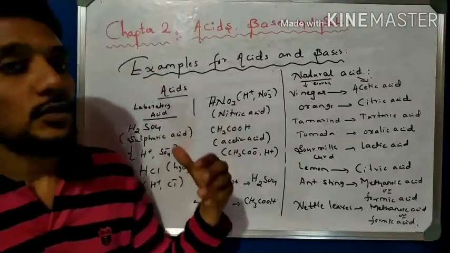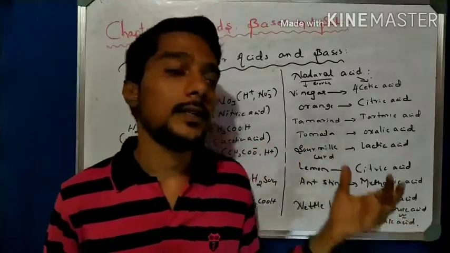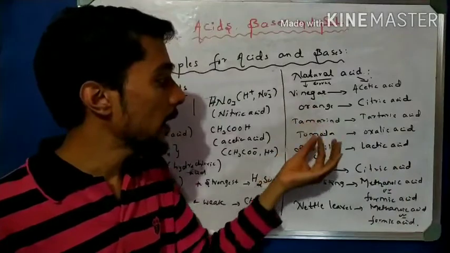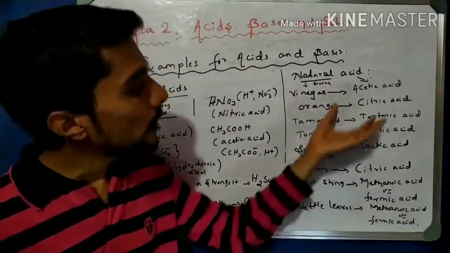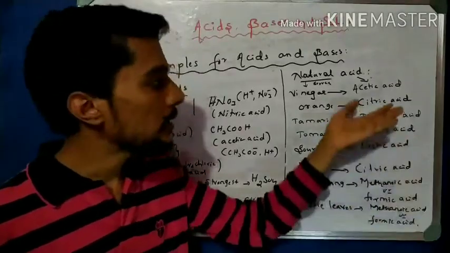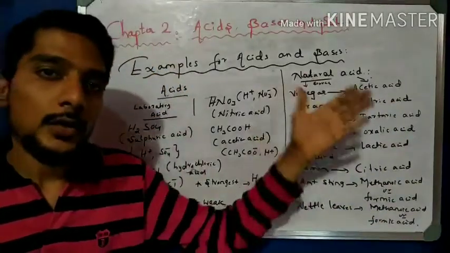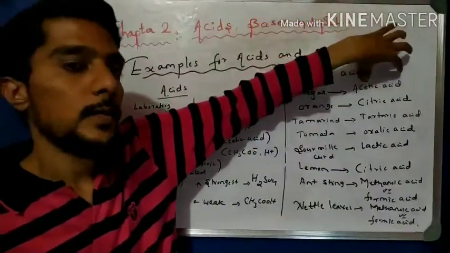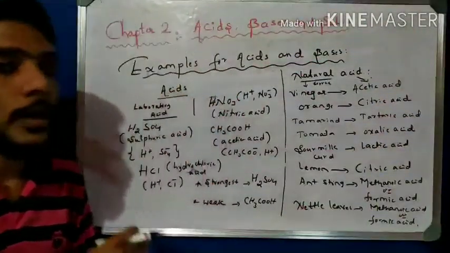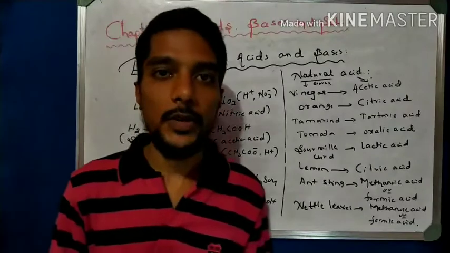Then we came to the natural sources of acids: vinegar, orange, tamarind, tomato, curd, lemon, ant sting and nettle leaves. They have different types of acid: acetic acid, citric acid, tartaric acid and so on. You have to remember which substance has which type of acid. These are very important points to remember. So this is basic information.